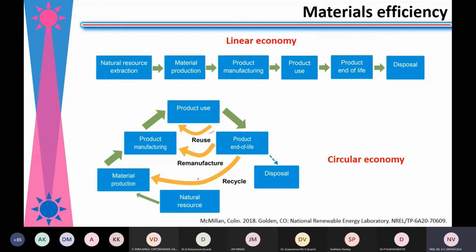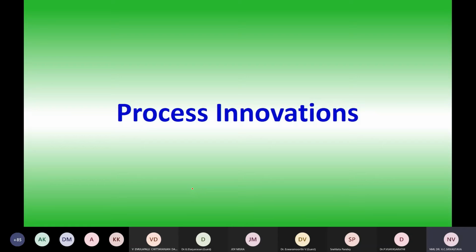And second is recycle. Take the material and recycle in a cheap way so that you have more production of material and you do not depend upon the natural resources. So these are the things we have to take care of during our production. So with this, I come to the end of the material and process introduction. Now I go to the process innovations, where I was talking about spray forming.